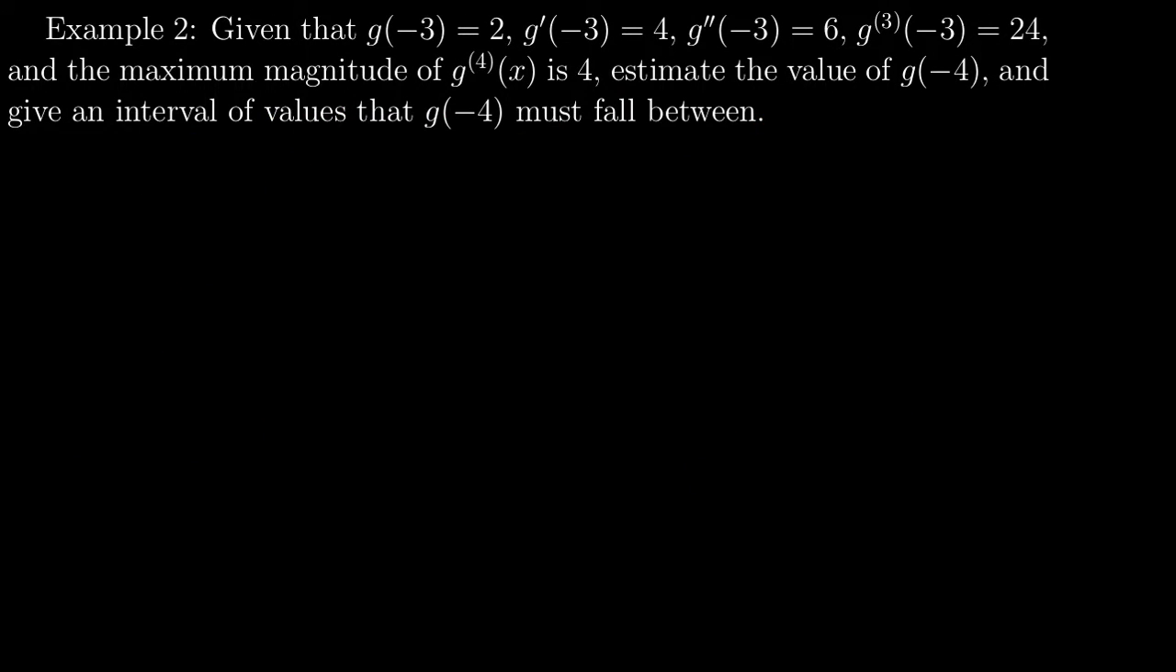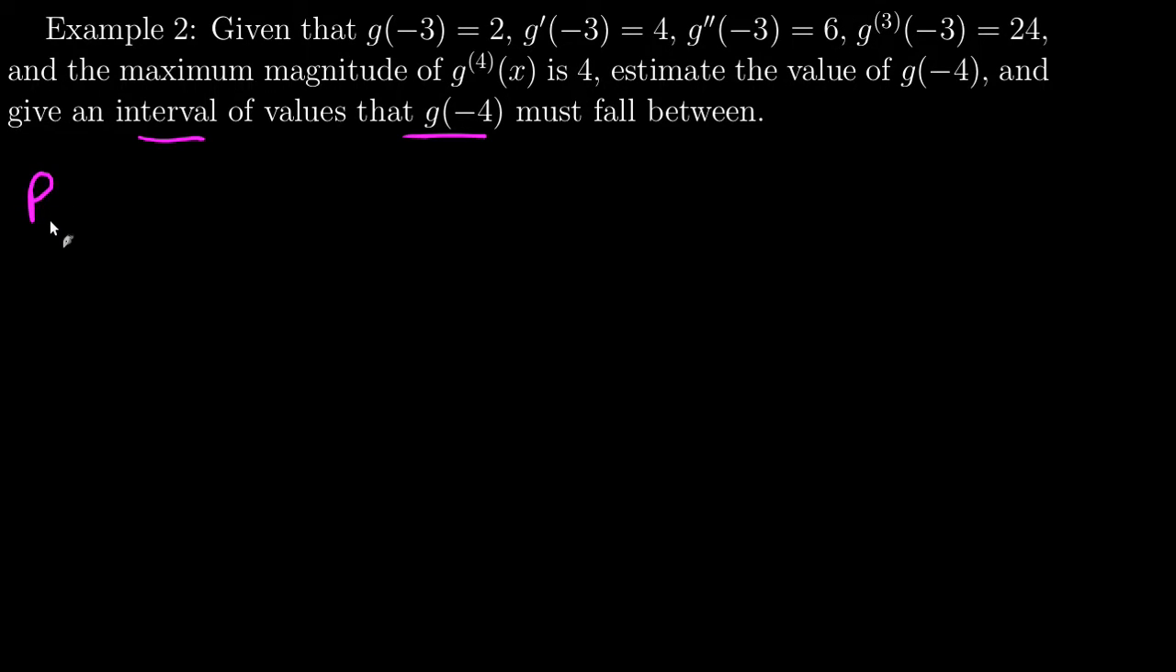So we're given some information about a function g, and we're told something about its fourth derivative. I want to estimate g of -4 and find an interval. And this interval is the useful part. So, first thing, I can find a third degree Taylor polynomial.